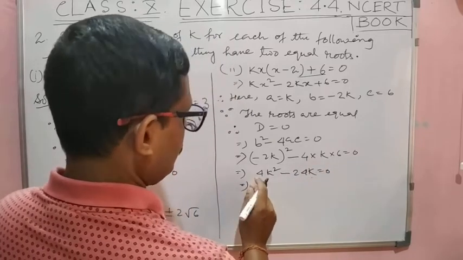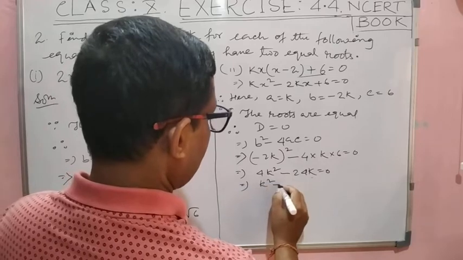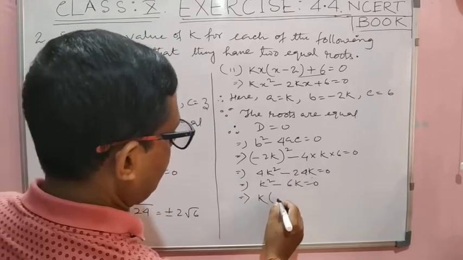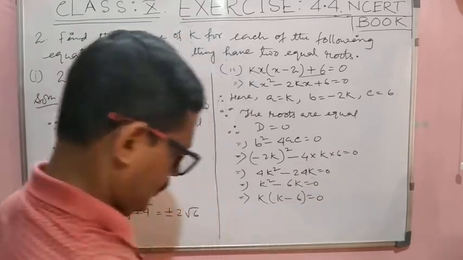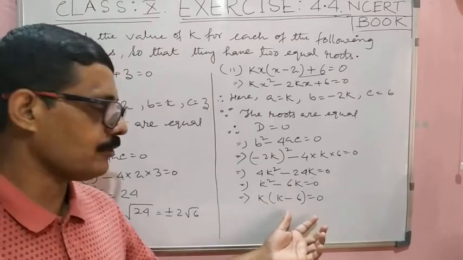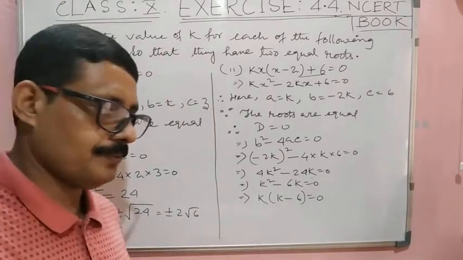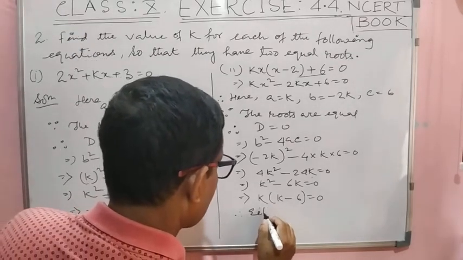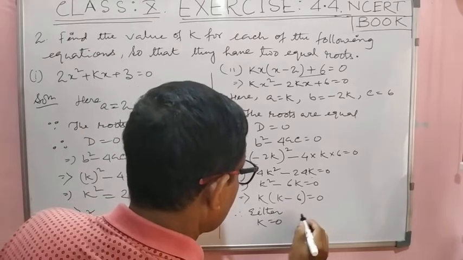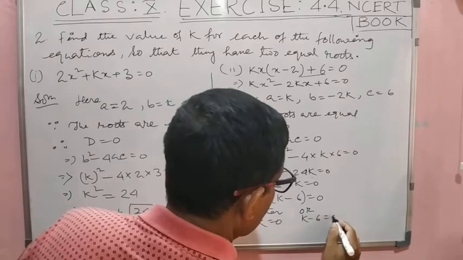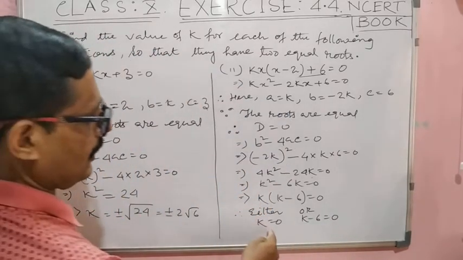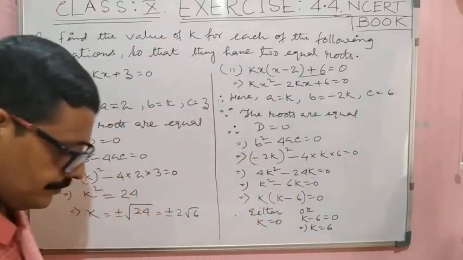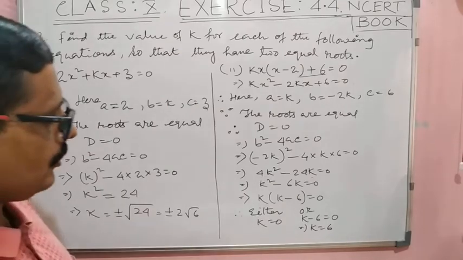We can divide this equation by 4. So it will be k square minus 6k equal to 0. This implies that I can take k common: k into k minus 6 equal to 0. Now therefore either k equal to 0 or k minus 6 equal to 0. This implies that k equal to 6. So we got two values of k.